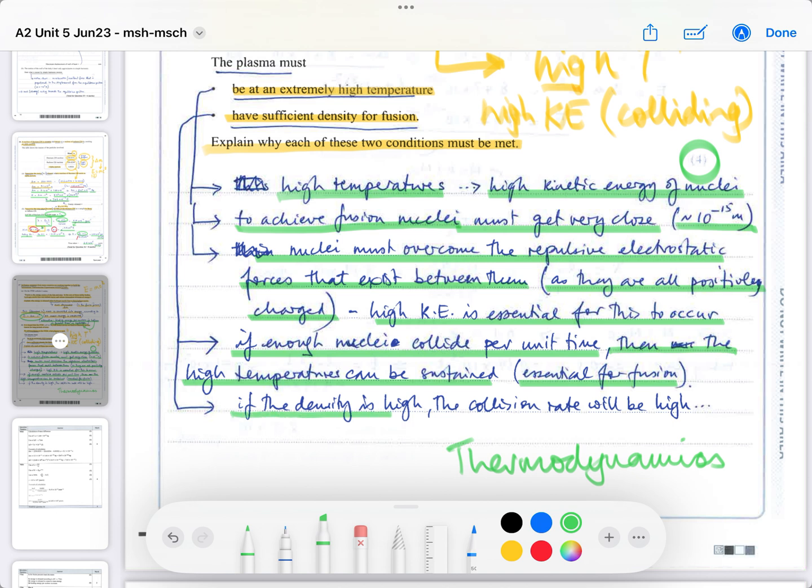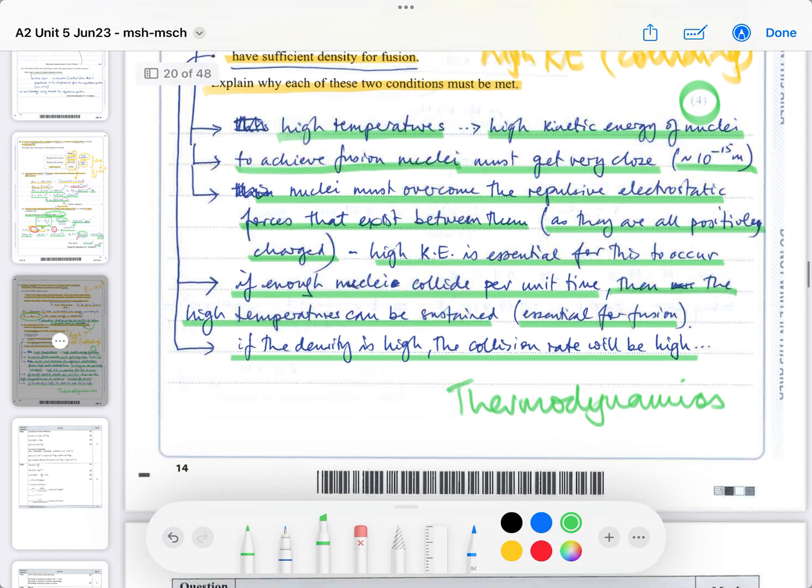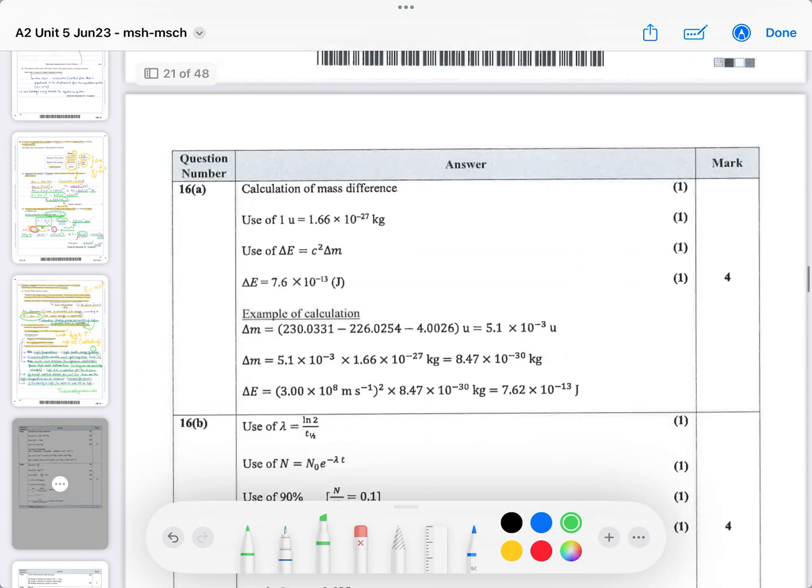If the density is high, the collision rate will be higher. The higher the density, the higher the collision rate. Therefore, the more probability of nuclear fusion. Okay? So that increases the chance of nuclear fusion. So I think I've got 5 arrows there for the 4 marks, and we can have a look at the mark scheme and see how well I have verbalized it.